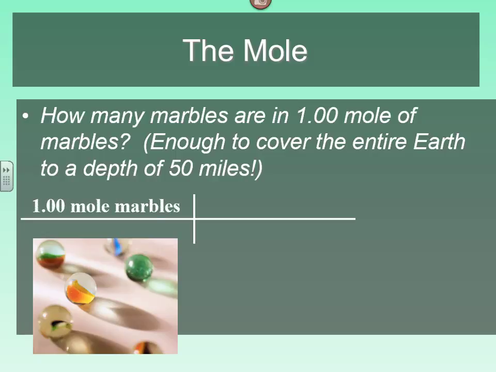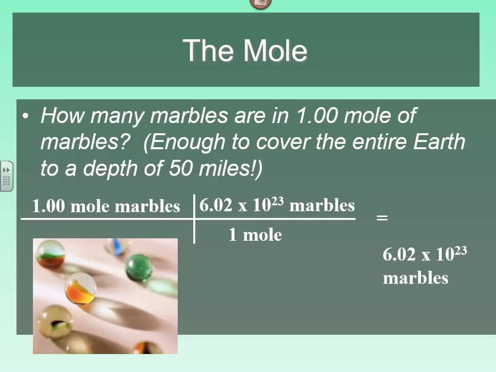1 mole is what we're given, 1.00. We need to cancel the mole. So where does it go next? On the bottom. We know there's 6.02 times 10 to the 23rd of anything in a mole. How many sig figs should we keep? 3. And of course the answer is 6.02 times 10 to the 23rd marbles. If you had this many marbles, it would cover the entire Earth to a depth of 50 miles. That's a lot of marbles.